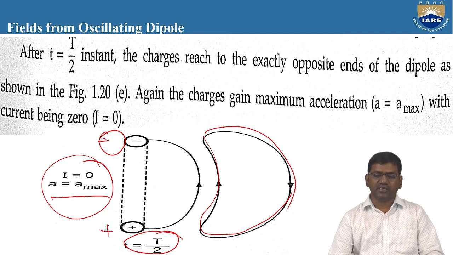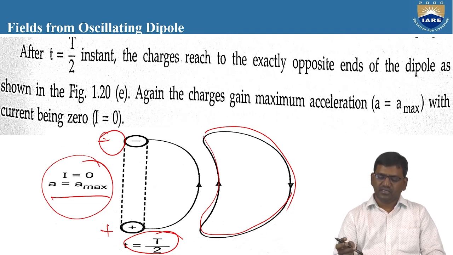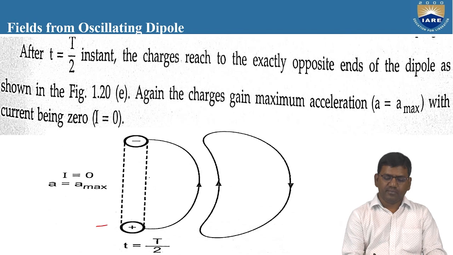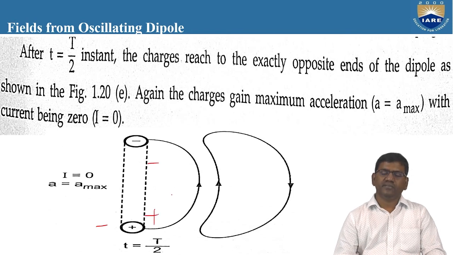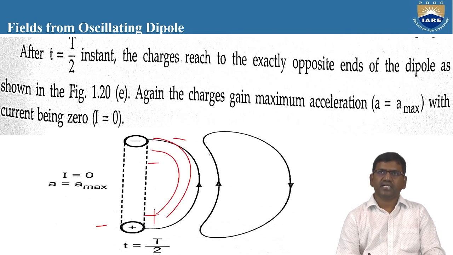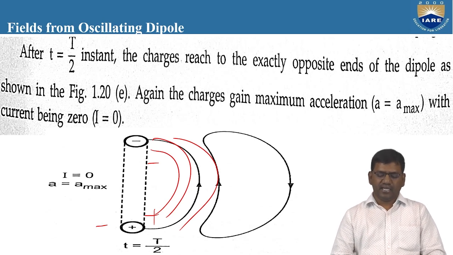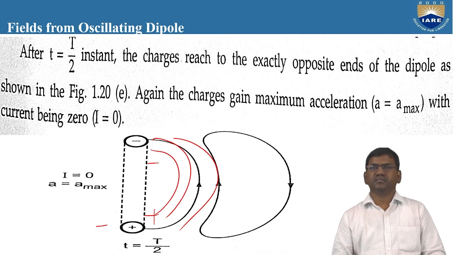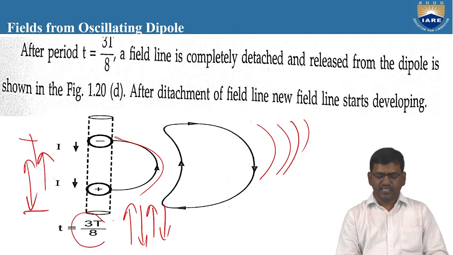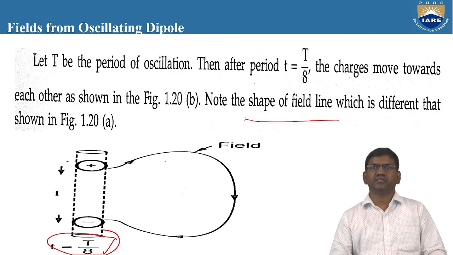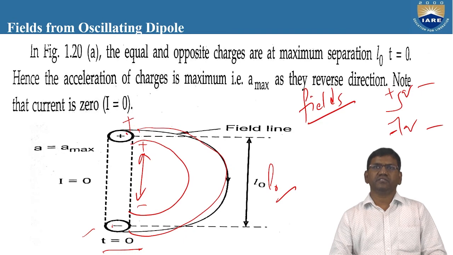So how are the fields produced from the oscillating dipole? The concept is very simple. As the charges are moving up and down, the field lines will be produced by the conductor. More number of field lines are produced by the conductor. At a time t is equal to T/2, at a time t is equal to T/8, you can observe here the pattern at time t is equal to 3T/8. You can see here at a time t is equal to T/4, at a time t is equal to T/8, at a time t is equal to 0.